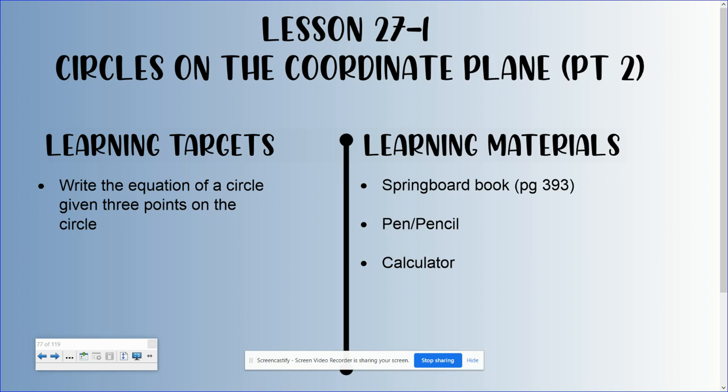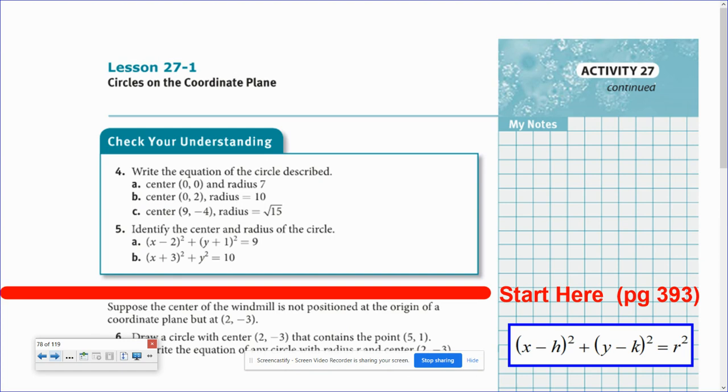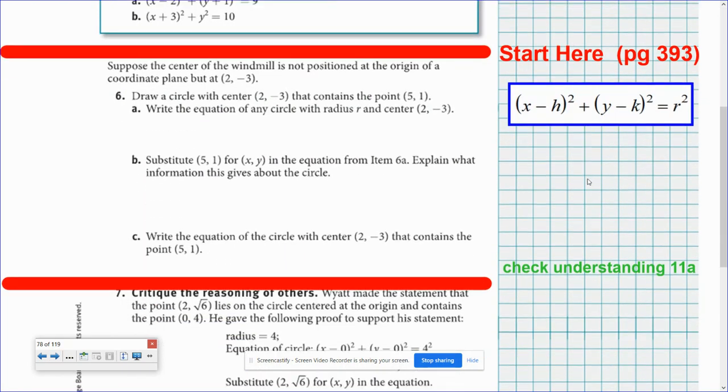Today's video is 27.1 part 2. We're going to pick up where we left off in class, and today we're going to talk about how to write the equations of a circle. So we're starting in the middle of our lesson on page 393. You need something to write with, and you might want a calculator to help you with some of the solving and simplifying. Okay. So we went up to number 5 in class, but I'm going to have us start here.